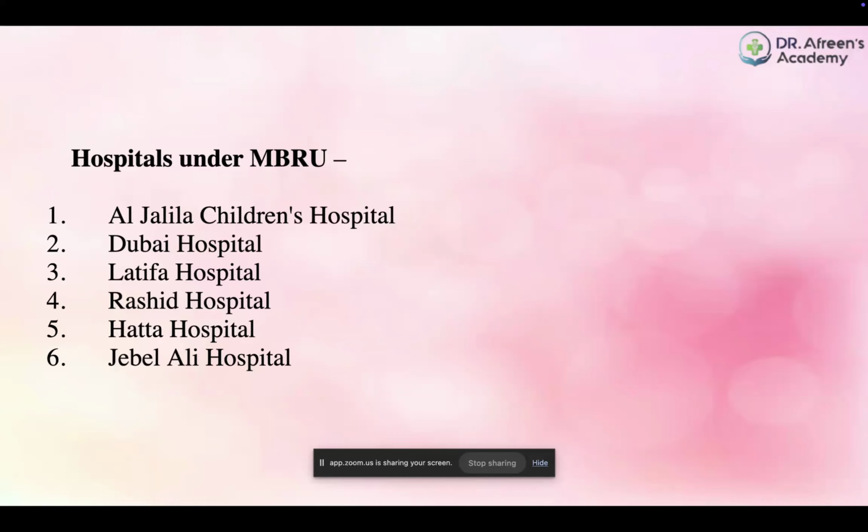So these are the hospitals that fall under MBRU. They are all the government hospitals that are there in Dubai. Al Jalila Children's Hospital, which is an exclusively pediatric hospital. And then there is Dubai Hospital, Latifa, Rashid, Hatta, and Jabal Ali. The first four are within the city limits, and the last two are on the outskirts. Hatta is on the border, and Jabal Ali Hospital, again on the border.